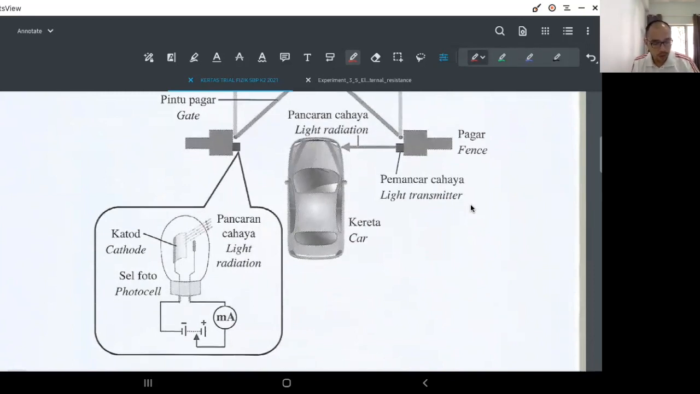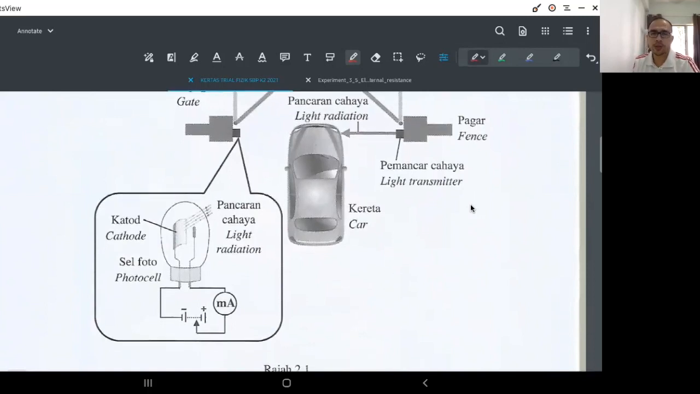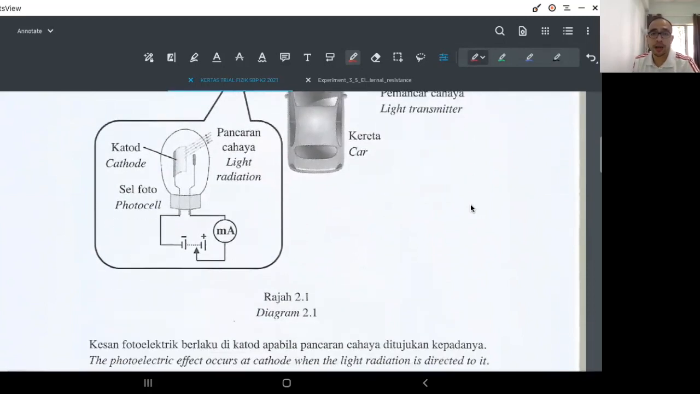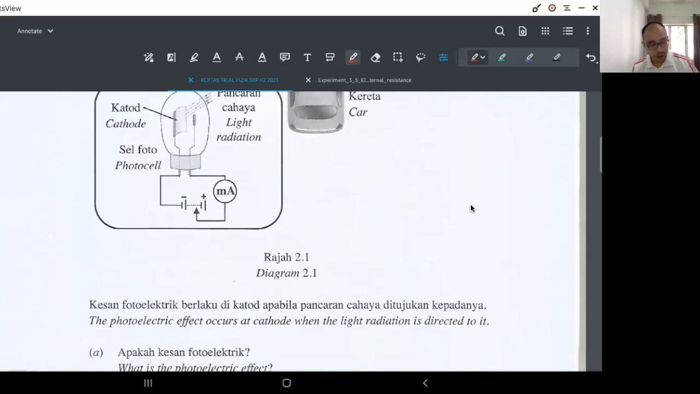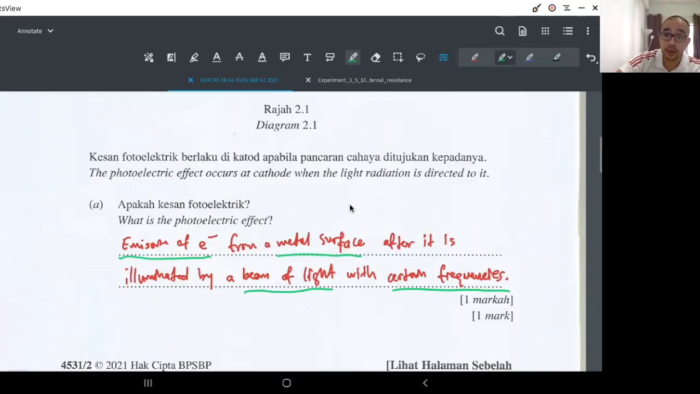So what is the photoelectric effect? We talked very long about this actually. But the first question is the definition of the photoelectric effect. It says the photoelectric effect occurs at the cathode when the light radiation is directed to it. Those are the keywords that should be there. Thermionic emission is the emission of electrons from a metal surface after the metal surface is heated up. So there are 3 keywords in there for thermionic emission. But for the photoelectric effect, you need to have a beam of light with certain frequencies, which we call the threshold frequency.